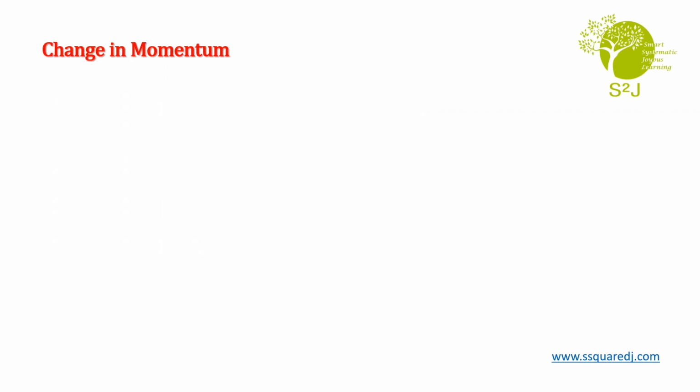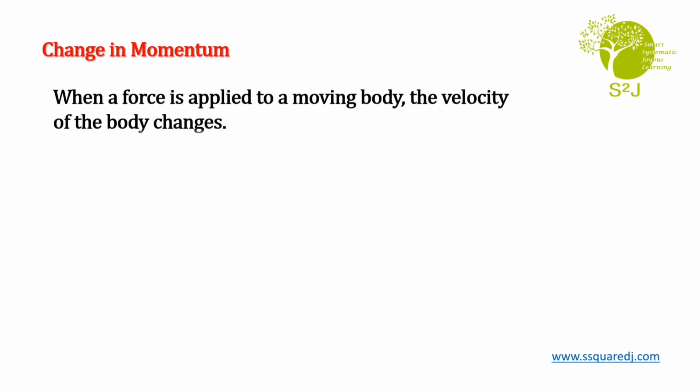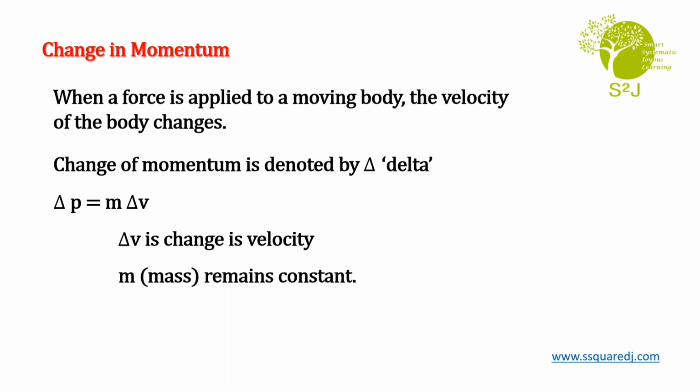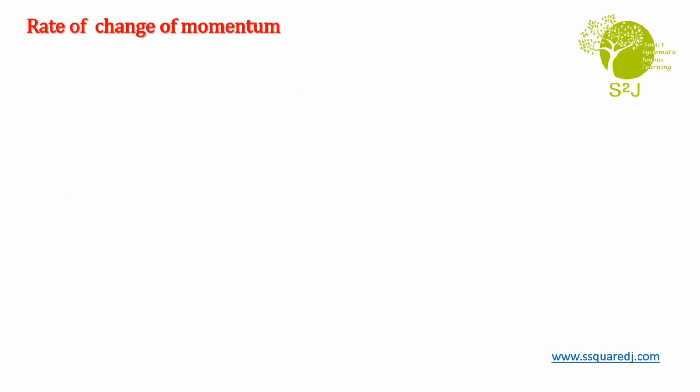Now let us understand what is change in momentum. If an object is moving and we apply force in the same direction of the motion, the velocity increases. It means the momentum changes. So how to find the change in momentum? Change in momentum is denoted by a triangle called delta, as you can see in the formula for it. Now as the velocity increases, the mass remains constant. The velocity might change by decreasing or increasing.